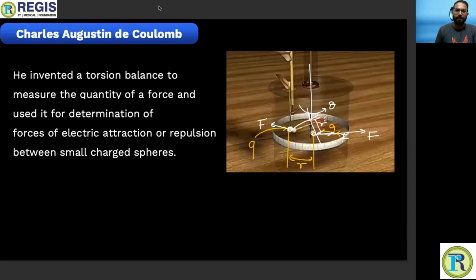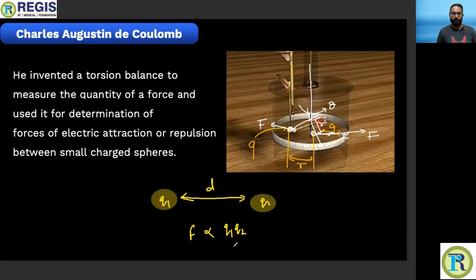He did a couple of experiments, and on the basis of the results of these experiments he gave a formula. According to his experiments, let's suppose there are two charges of value Q1 and Q2, separated by a distance d. The force between them, whether it's a force of repulsion or a force of attraction, is directly proportional to the product of Q1 and Q2, and inversely proportional to the square of the distance between them. Clear?